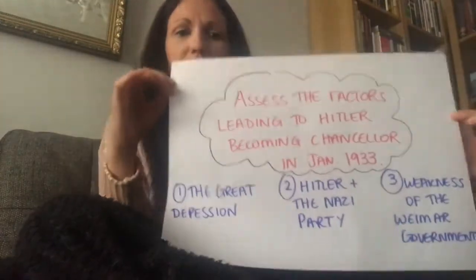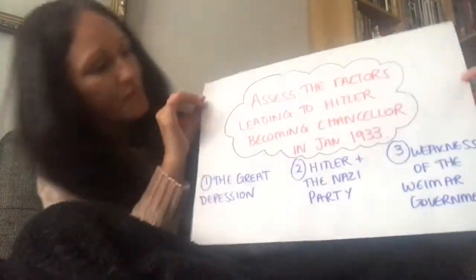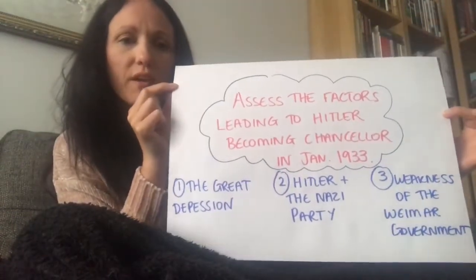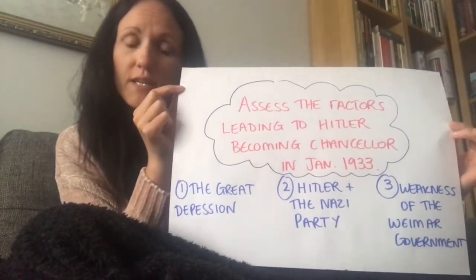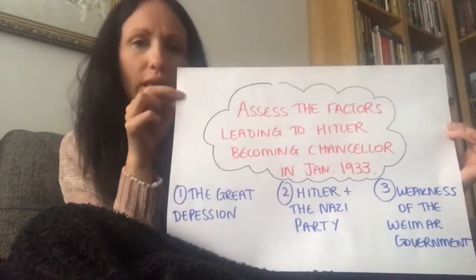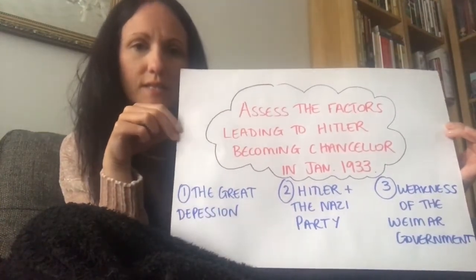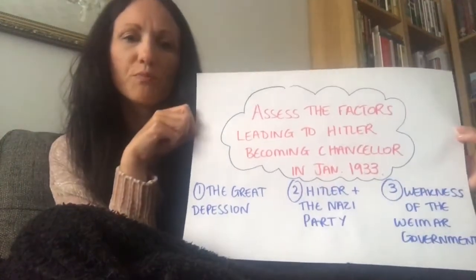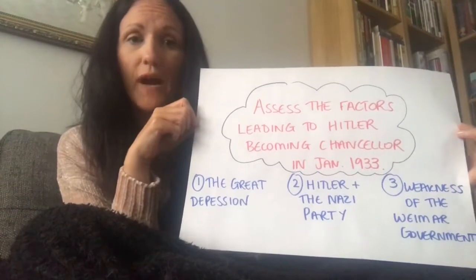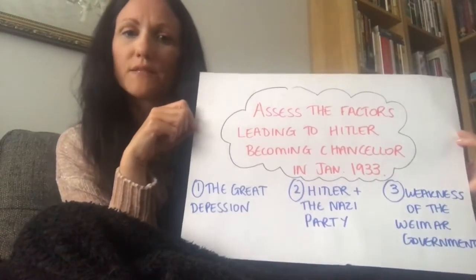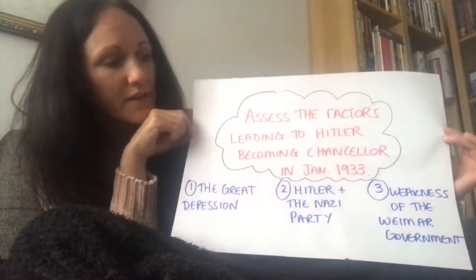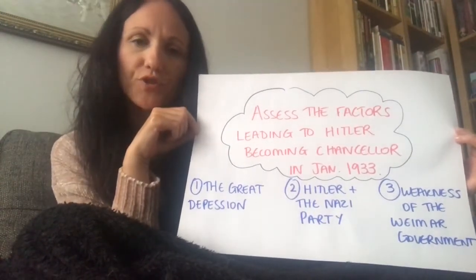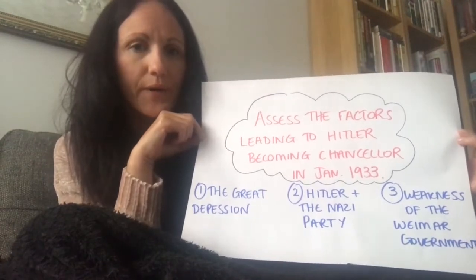So assess the factors leading to Hitler becoming Chancellor in January of 1933. There are lots of different factors, but I'm just going to narrow down 3 that I want us to work on together today. So we've got number 1, the Great Depression. Number 2, the role of Hitler himself and the Nazi Party in bringing themselves to power. And then factor 3, weaknesses of the Weimar government. How far is that a crucial factor in Hitler coming to power?